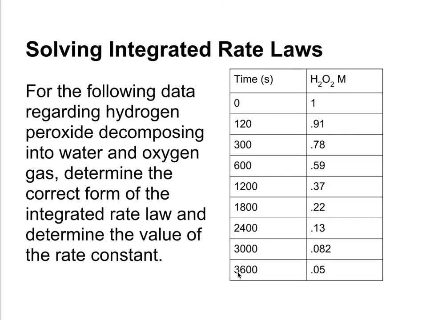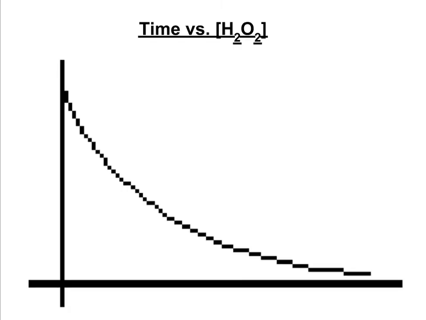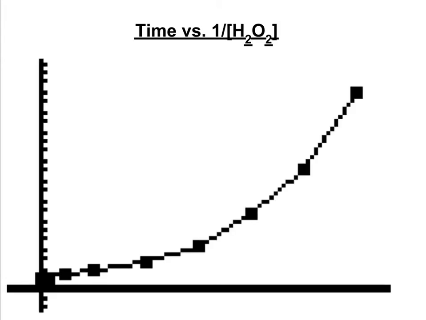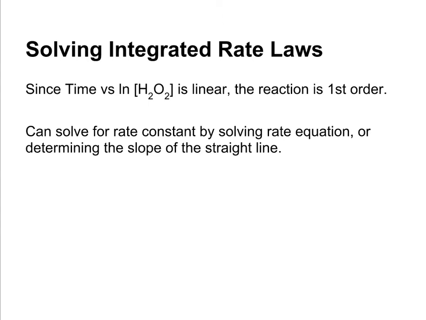If you have a graphing calculator, I will show you how to plug this data in and graph it in class. I've gone ahead and made these three graphs. This is time versus concentration. This is time versus the natural log of concentration. And this is time versus the inverse of concentration. Obviously, since time versus the natural log of concentration is linear, the reaction is first order.